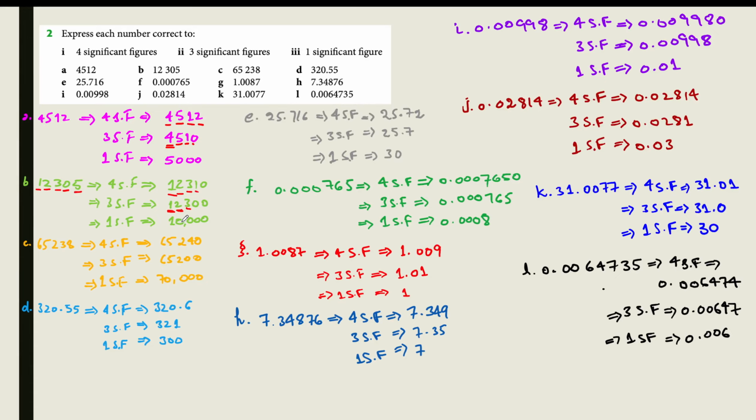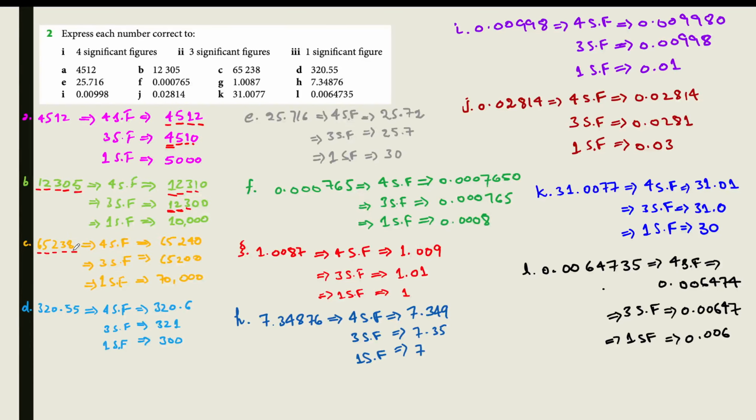2 and 3 will be replaced by 0, and this way we get 10,000. Next question, or next digit, is 65,238. So first significant figure, second, third, fourth, fifth. We have 5 significant figures, and in here we are keeping the first 4.